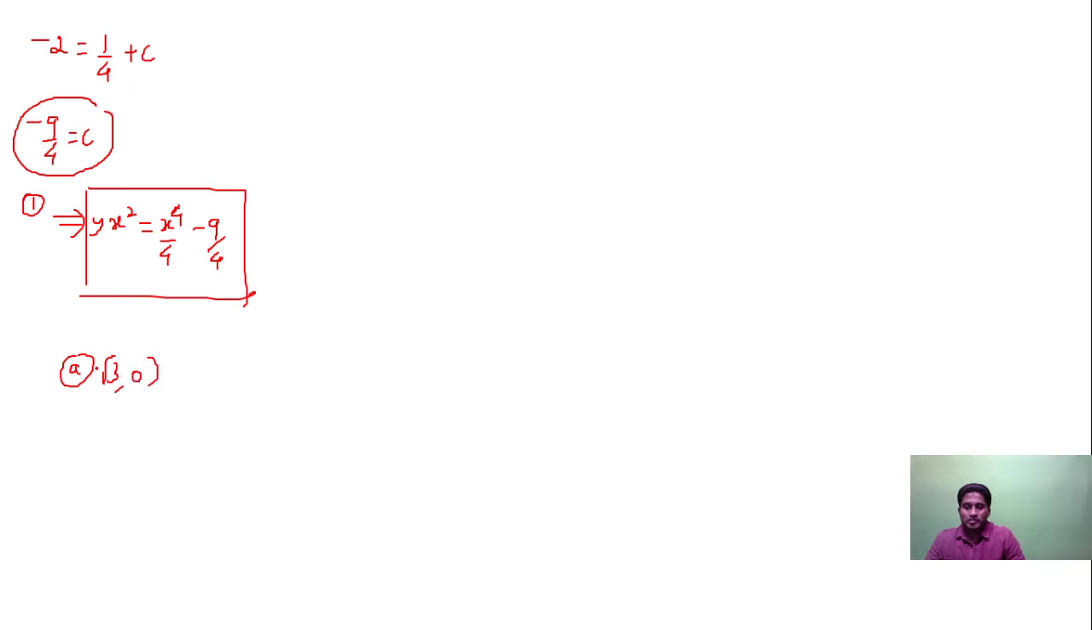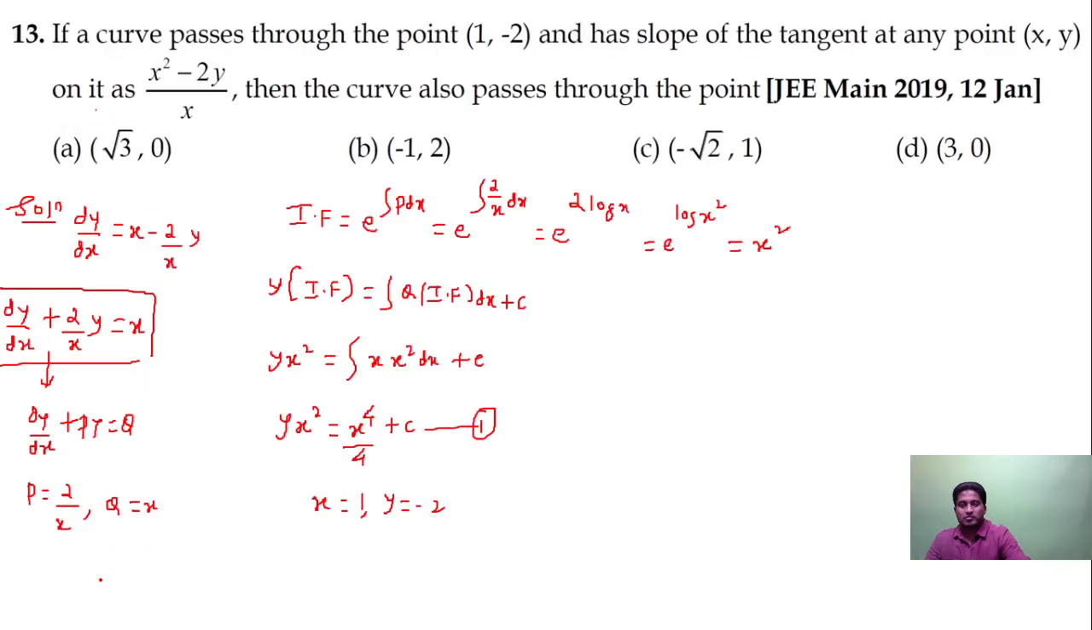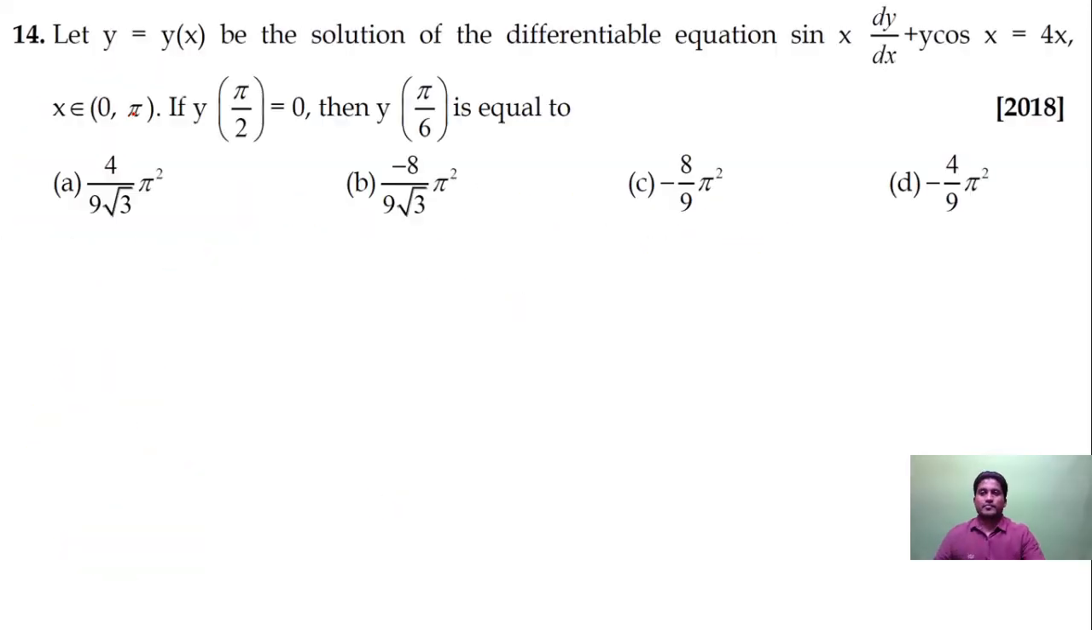So if I put x as root 3, y as 0, you get 0 is equal to root 3 to the power of 4 upon 4 minus 9 by 4. Root 3 to the power of 4 is 9 only, so 9 by 4 minus 9 by 4 will obviously be 0. Checking with the other options, they don't satisfy. So the answer is option E only.